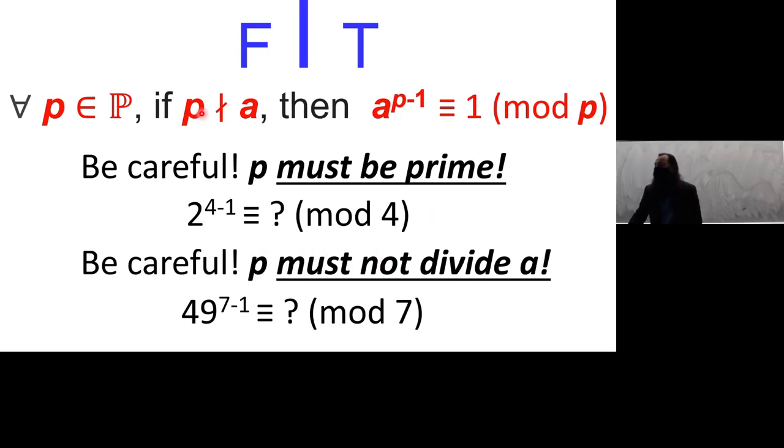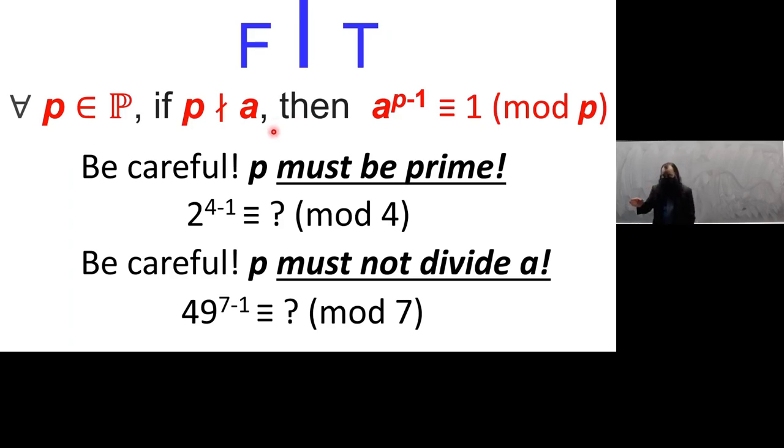Okay? Another one. Be careful. P must not divide A. Okay? What's 49 to the 7 minus 1 congruent to mod 7? 0. Because 49 is congruent to 0 mod 7. 49 is divisible by 7. So 49 to any exponent, that's just 0 to the exponent, right? So P must not divide A. That's really important. This theorem doesn't work if P is not prime and if it divides A.